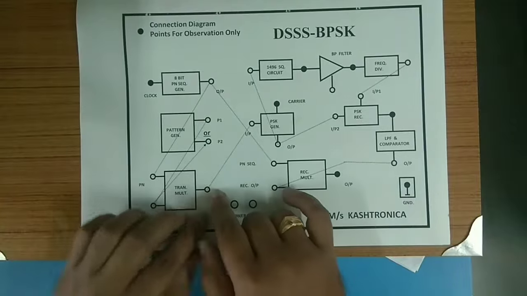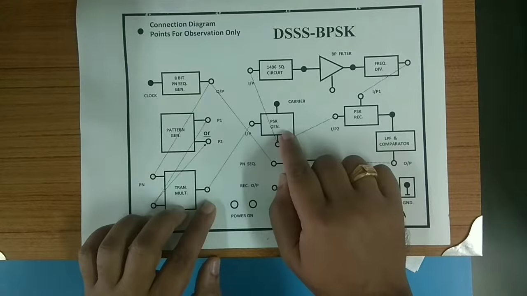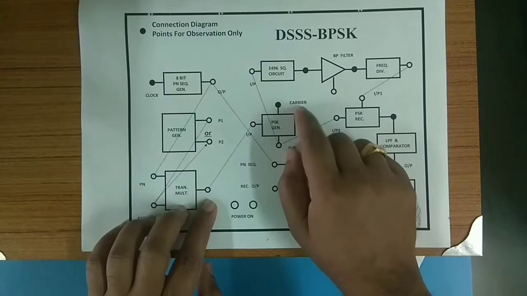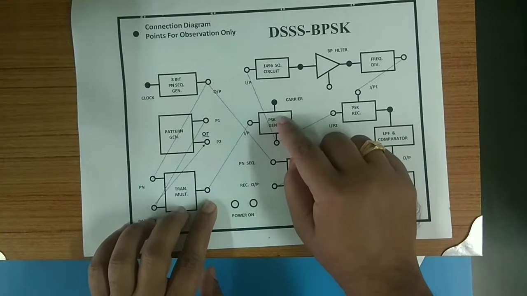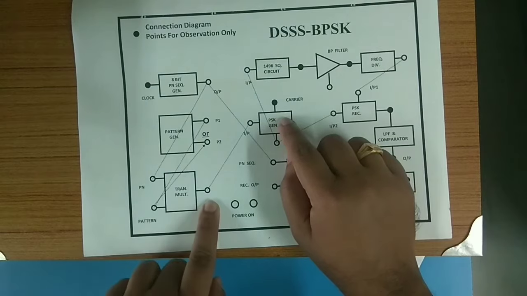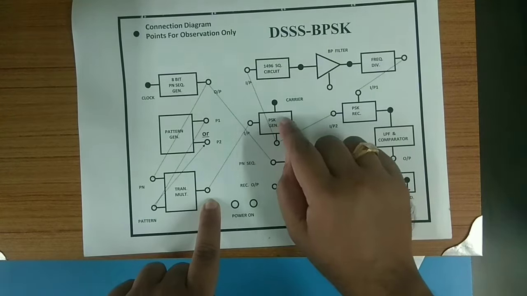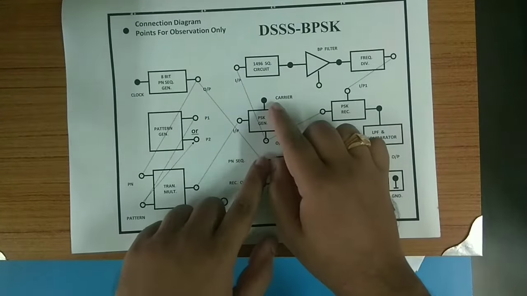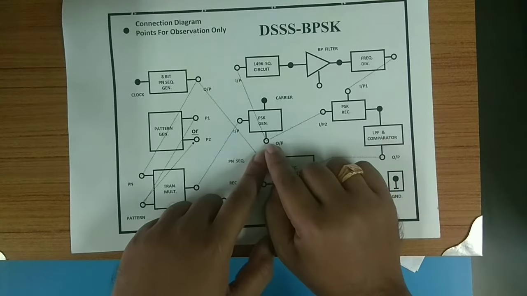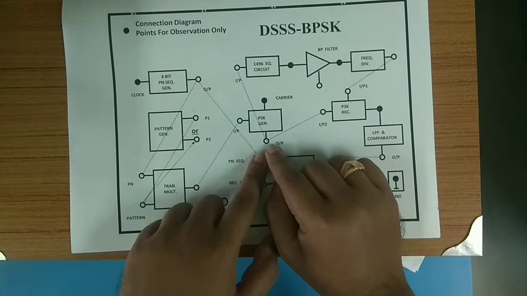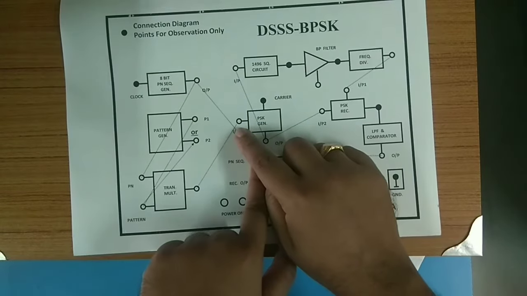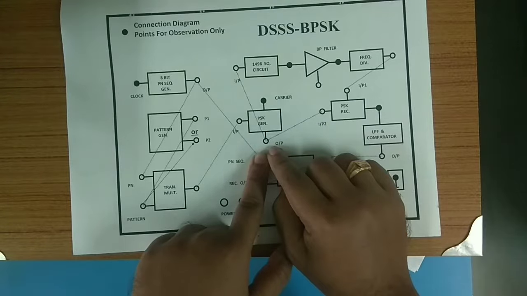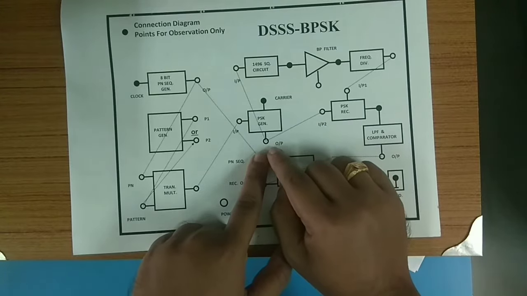This DSSS signal we now give as input to the PSK generator. Here a carrier is given internally. In the PSK generator, the multiplication of this square wave signal and the carrier will happen, and at the output we will get a BPSK signal. Since we are giving a DSSS signal as input, we call this the DSSS BPSK signal. So this is the transmitter part.